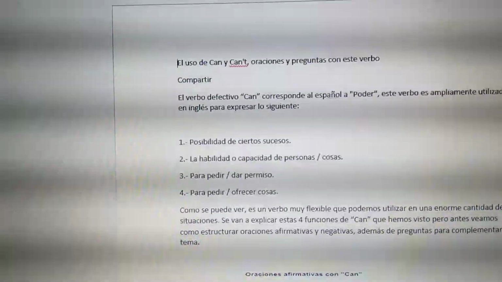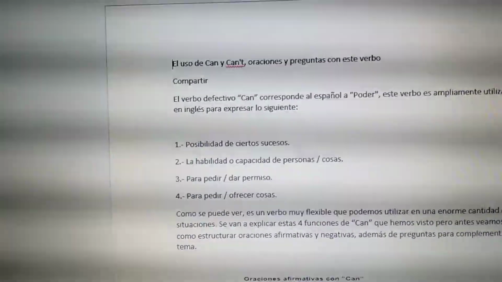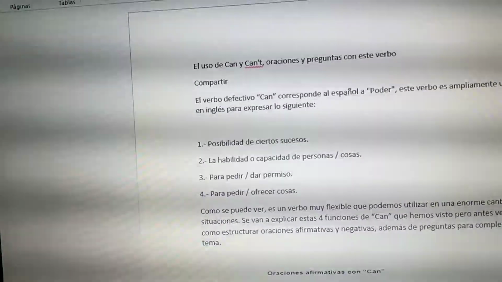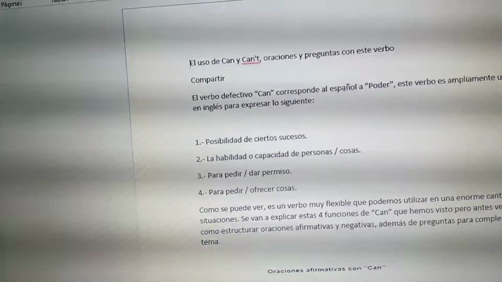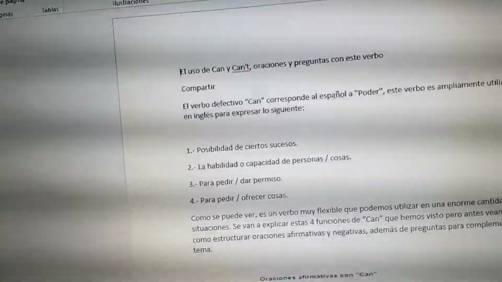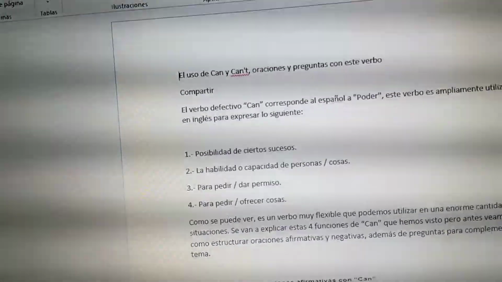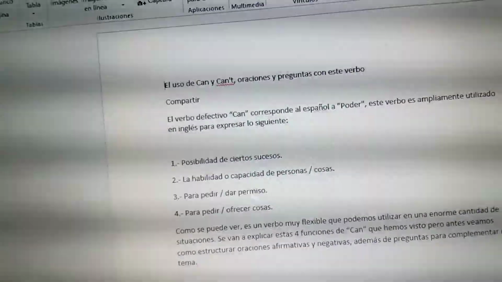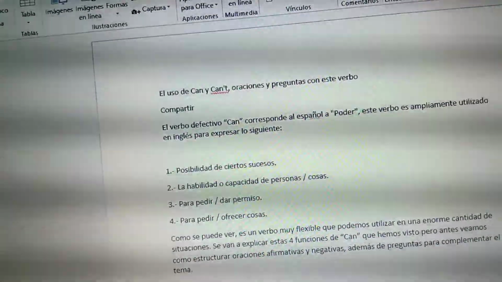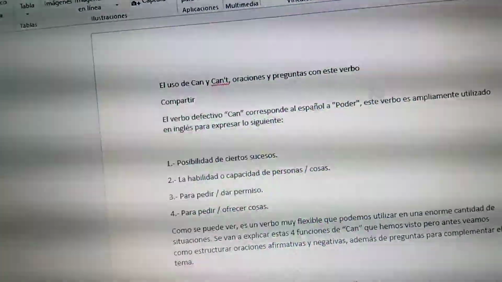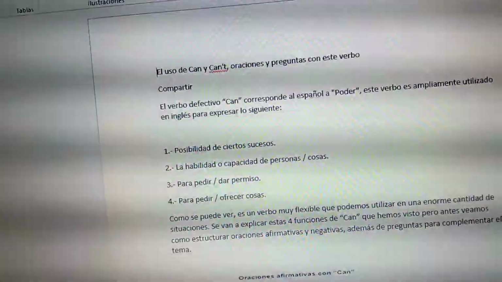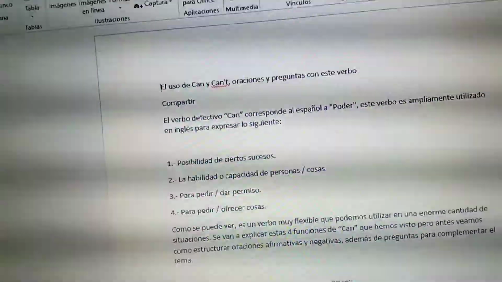We'll start with can and can't. The use of can and can't in sentences and questions with this verb. We share the defective verb can, which corresponds to the Spanish "poder". This verb is widely used in English to express the following.